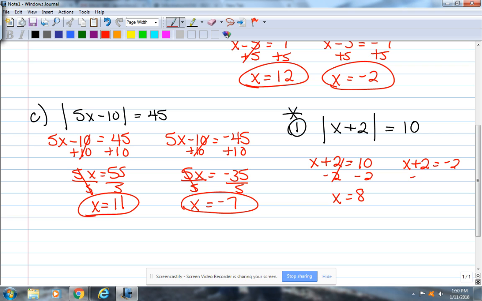It's one answer, and then you subtract 2 over here. That's supposed to be 10, negative 10. I don't know why I put negative 2. My bad. And then I subtract 2 over there, and I get x equals what? Negative 12. Raise your hand if you got 8 and negative 12.